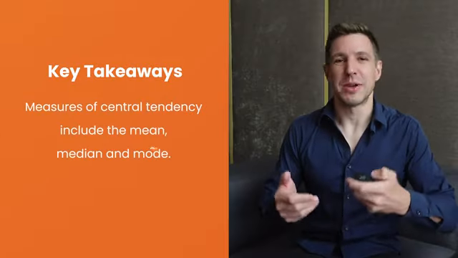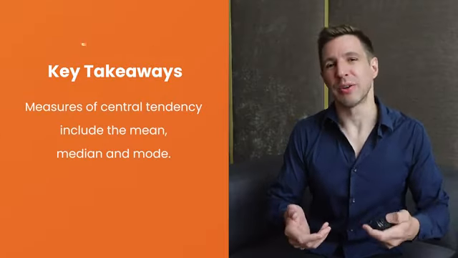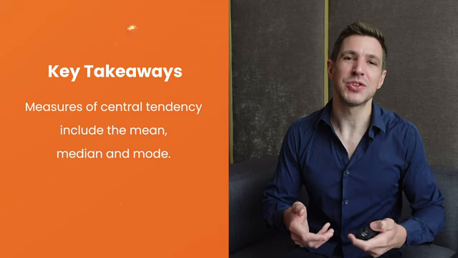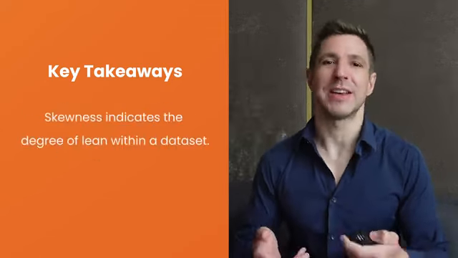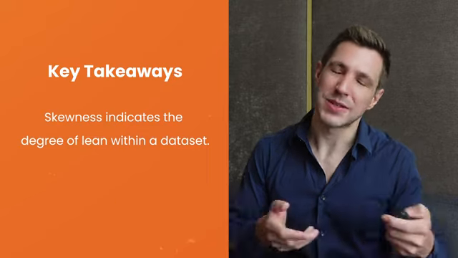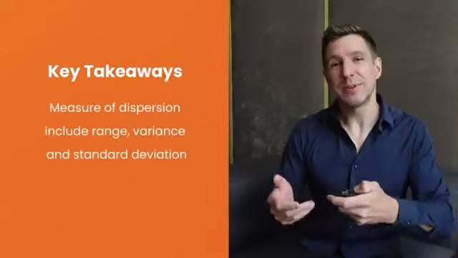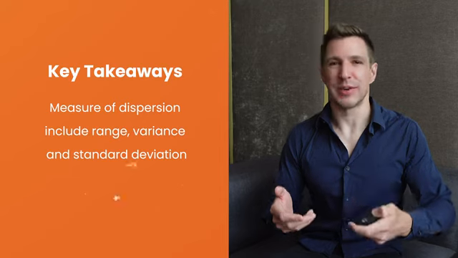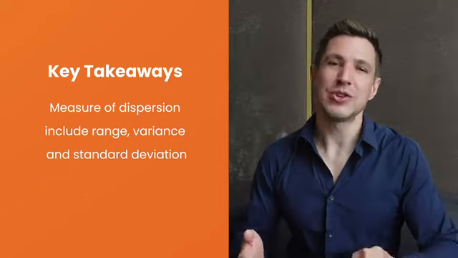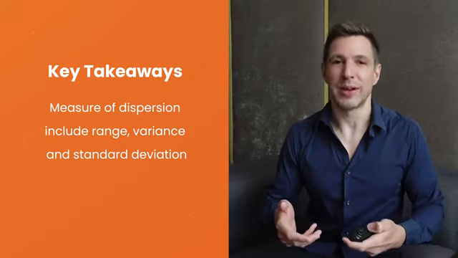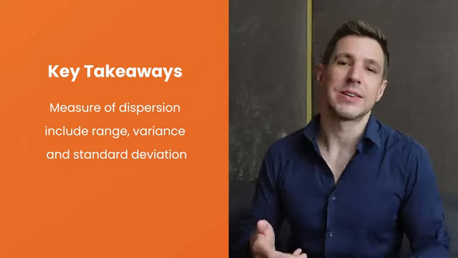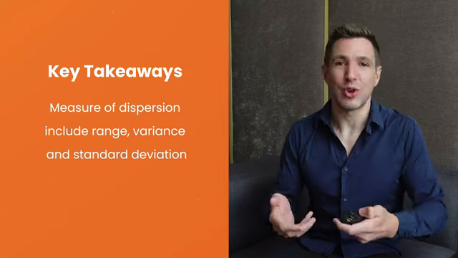We looked at measures of central tendency, which include the mean, that's the average, the median, and the mode. And we also looked at skewness, which indicates whether a data set leans to one side or to the other. And last but not least, we looked at measures of dispersion, which include range, variance, and standard deviation. All of these measures help you understand how dispersed your data are, and in turn, how to interpret your measures of central tendency.